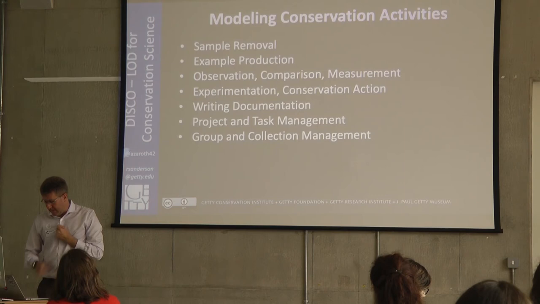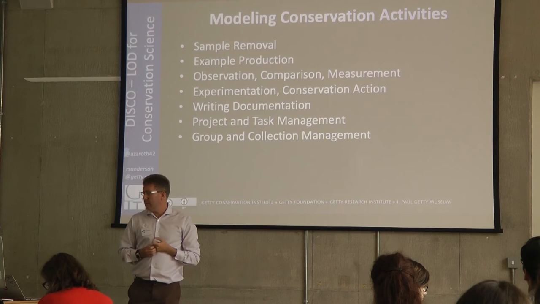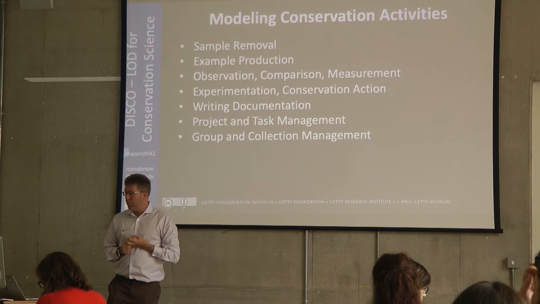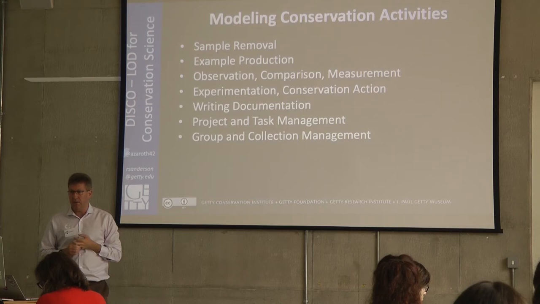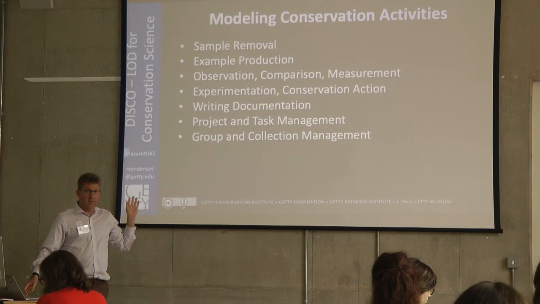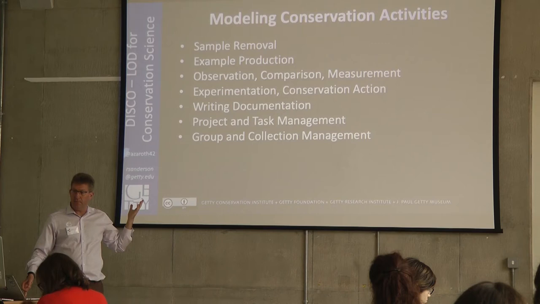In working with the conservation scientists, these were the ones that came up as being most important: sample removal, being taking a sample; example production; observation; comparison and measurement; experimentation and the actual conservation action; writing up the documentation, unfortunately a necessary evil; project and task management; and group and collection management. So for the next part, I'll go through each of these and show how we have used that 50,000 foot model, drill down to 10,000 feet, and see how we've tried to approach it.